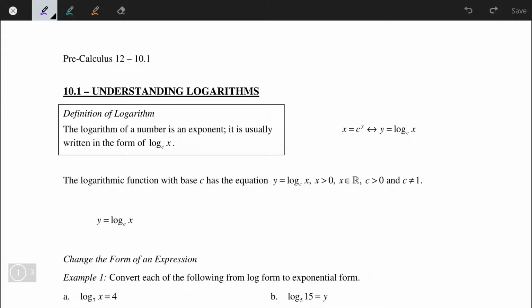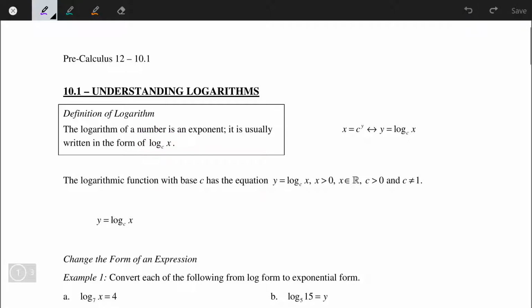Hello everyone, so today we're going to go over section 10.1, understanding logarithms. So the logarithm of a number is an exponent. It is usually written in the form of log base c of x.